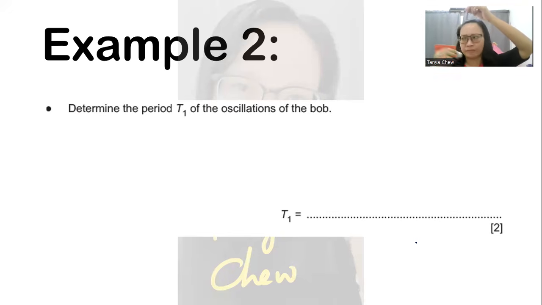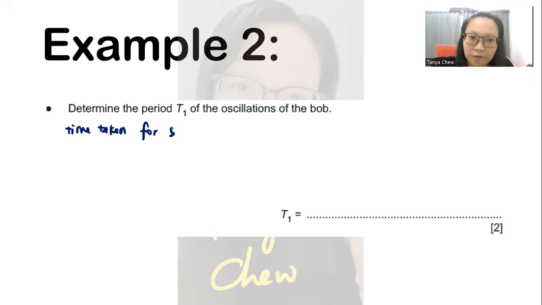Take your time. Then once you notice that it is already swinging in a stable way, press the stopwatch. 1, 2, 3, 4, 5. Maybe you want to take 5 oscillations, that is up to you. So you need to put down the time taken for maybe 5 to 10 oscillations. That will do. 5 oscillations.